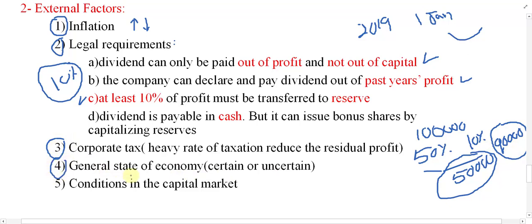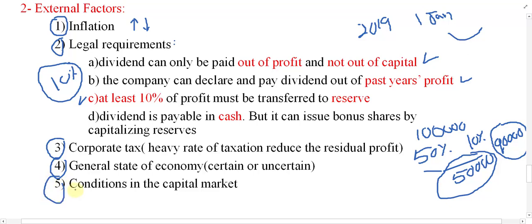Factor number 4, the general state of the economy, certain or uncertain. If the economy is certain, the chance of paying dividend is more, or dividend can be stable. If the economic condition is uncertain, definitely dividend is also uncertain. Why? Because the performance of the business depends on the performance of the economy. If the economy is uncertain, dividend is also uncertain. If the economy is certain, the profit of the company might also be certain.